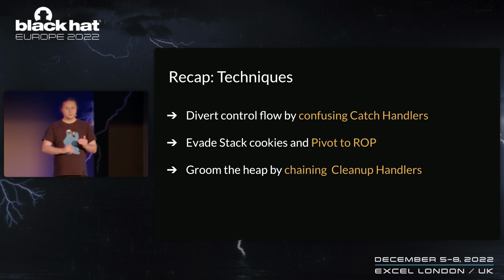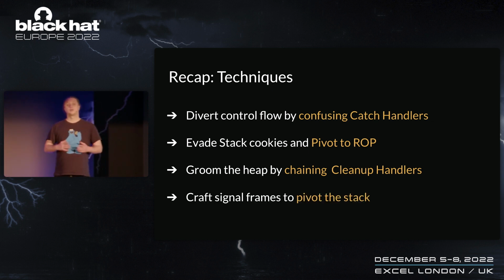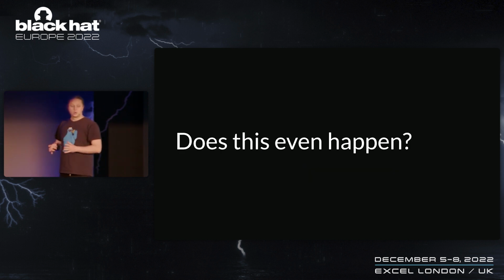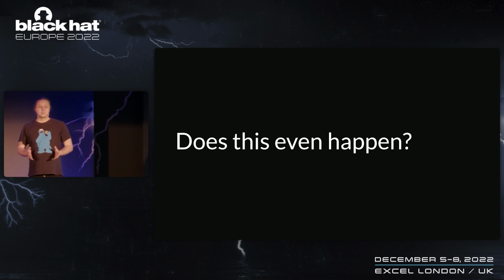Then we can chain cleanup handlers to groom the heap into a state where we can do use after free vulnerabilities and call arbitrary frees. And then finally, with all of that, we can also craft sigreturn frames. These sigreturn frames allow us to pivot the stack to other locations and control all registers as we unwind. So these are a couple of powerful primitives, but they need a couple of prerequisites. And with that, let's take a look at how easy it is to find those out there in the wild.